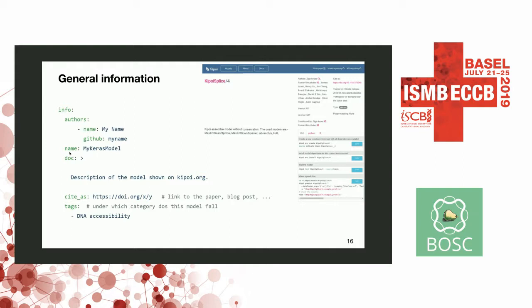In particular, giving the authors, link to the site, and references so that you can get cited. And also we've come up with a few tags that allow us to group the models by application area. So this is then automatically parsed and rendered on the Kipoi webpage so that users can quickly have an overview of what models do.